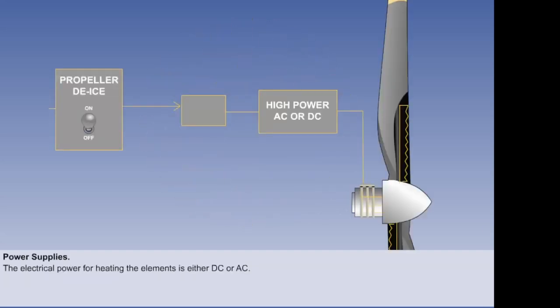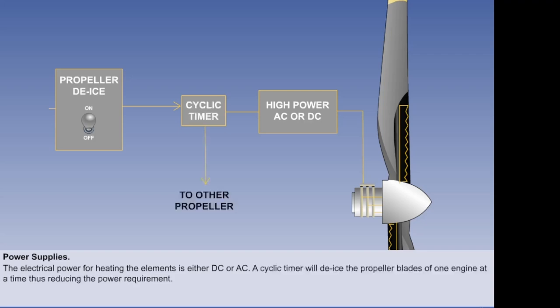Depending on the type of aircraft, the electrical power for heating the elements is either direct or alternating current. These systems consume a relatively high amount of electrical power. However, they are controlled by employing a cyclic timer, which will de-ice the propeller blades of one engine at a time, thus reducing the power requirement.